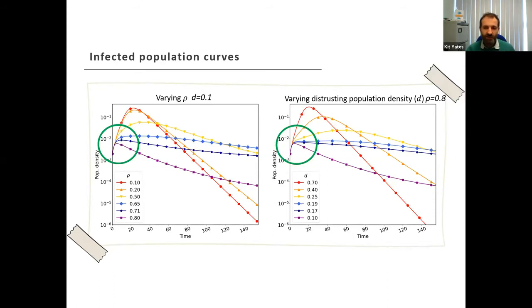So for higher values of rho, that's higher protective measures, you can observe a reduced number of infections in the population. And you can see a similar effect for a lower density of distrusting individuals. You see lower numbers of infections in the population. A second key point to note is that there's a value of rho and the distrusting population density for which the infected population becomes almost constant. So these blue curves here, you're sort of entering a meta-stable state.